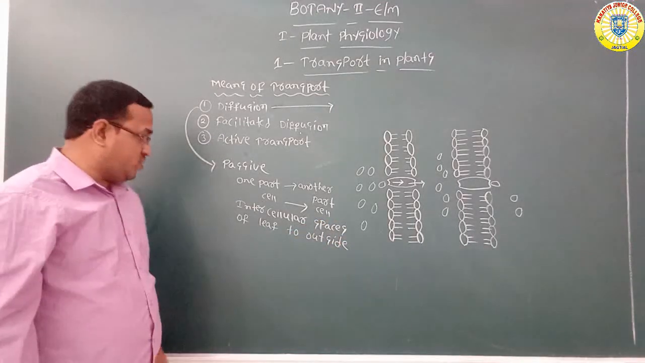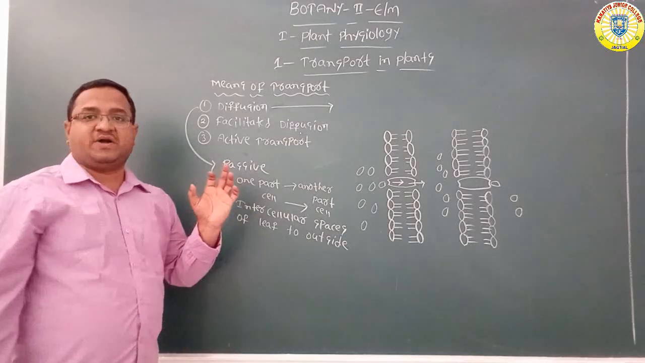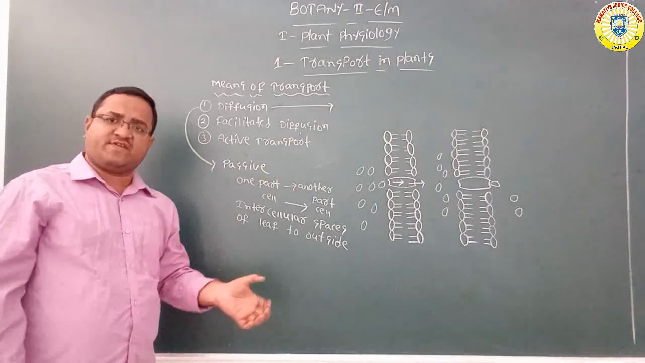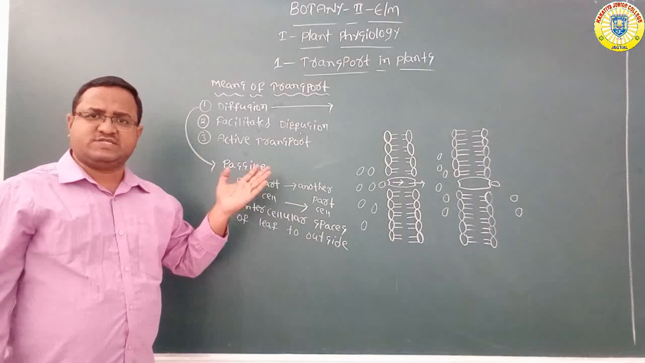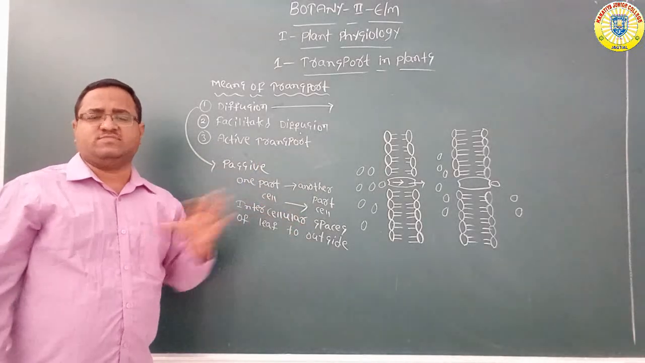Diffusion is the movement of molecules from the intercellular spaces of the leaf to outside, or from one part of the cell to another part of the cell, or from one cell to another cell. This is commonly how diffusion occurs.